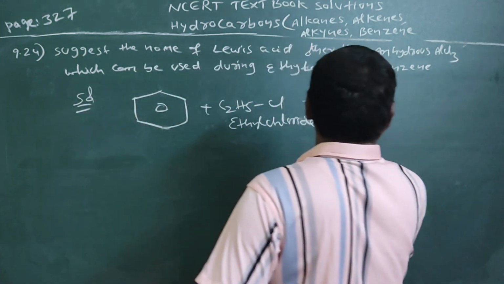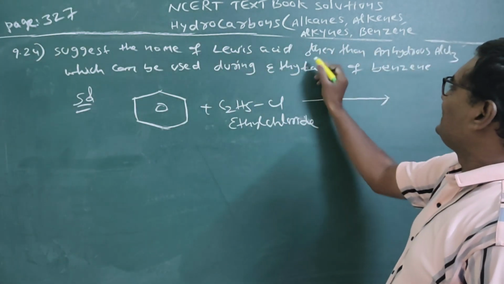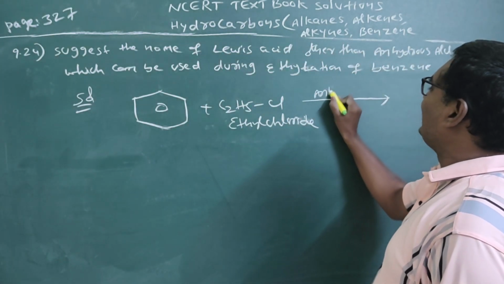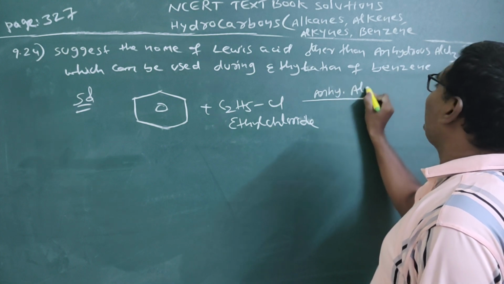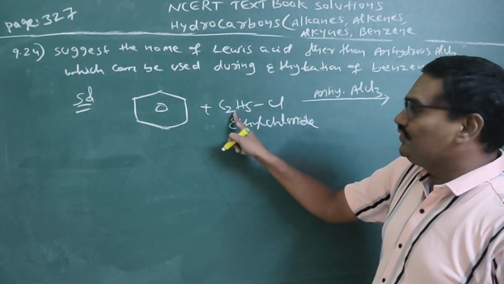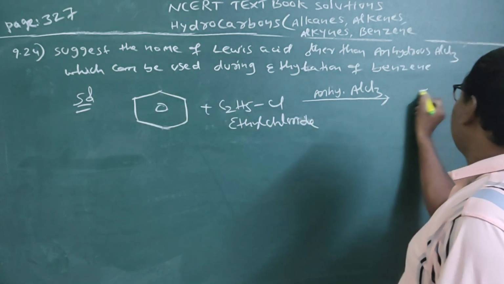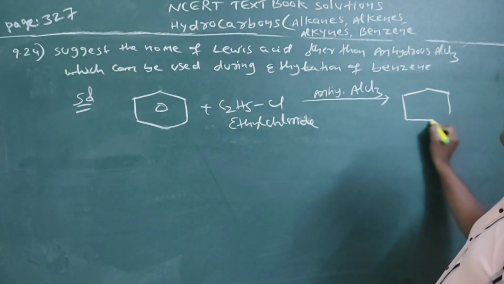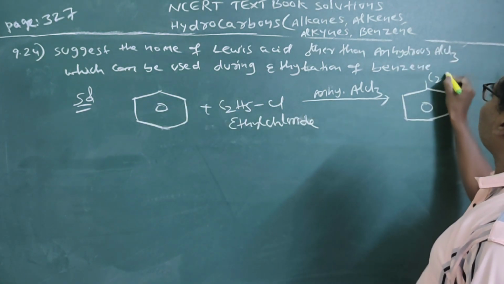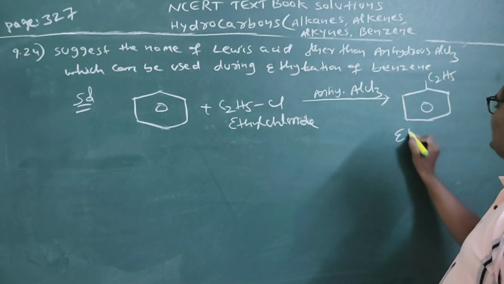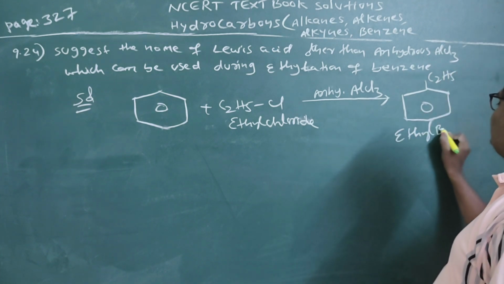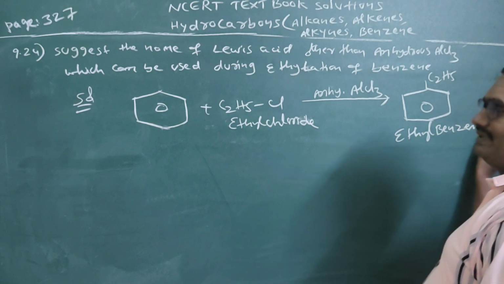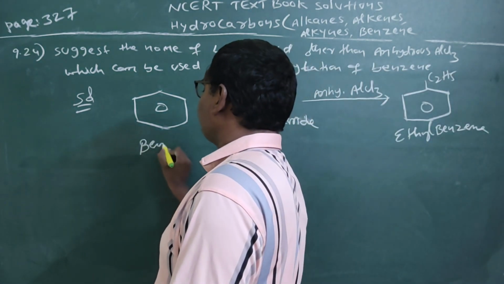So ethyl chloride, in the presence of, generally, anhydrous AlCl3. Then C2H5 is added in this place, and ethyl benzene is formed. So in this place, ethyl benzene, so its name is ethyl benzene. It is the ethyl benzene, it is the benzene.